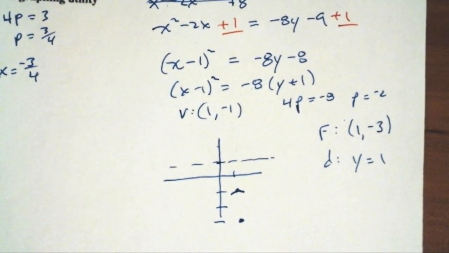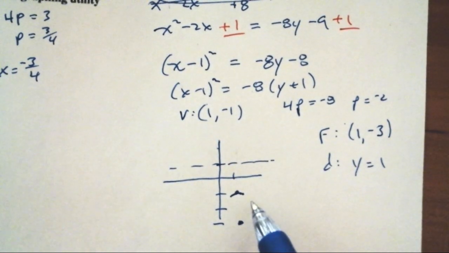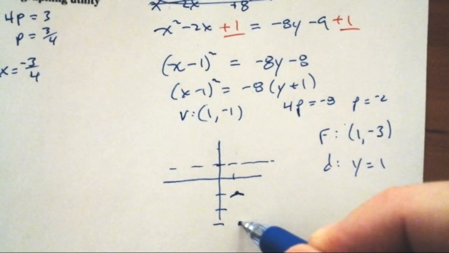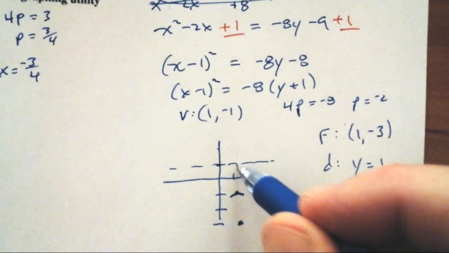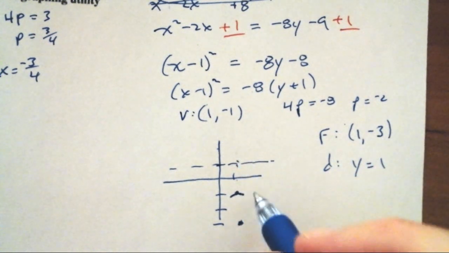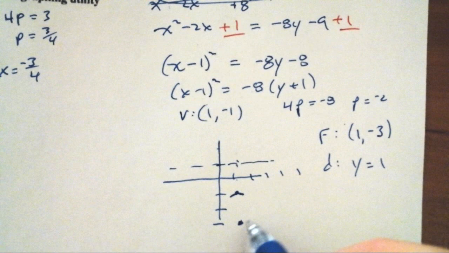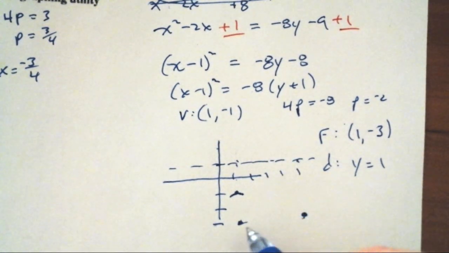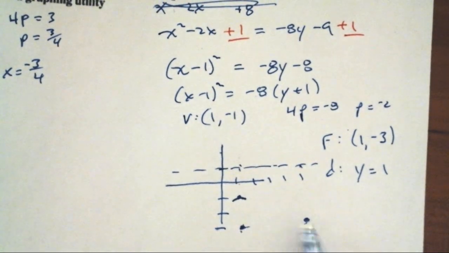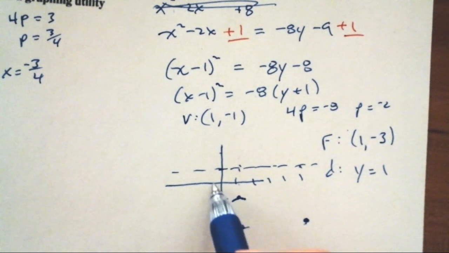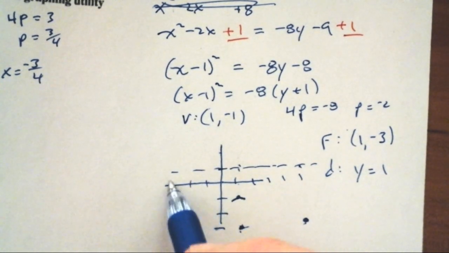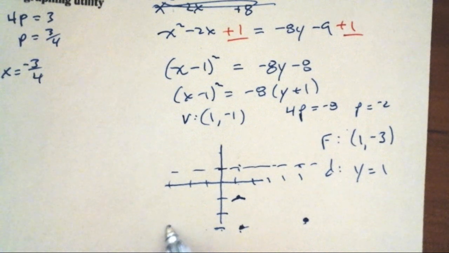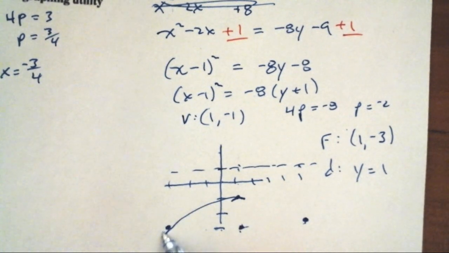And now I'm going to control the width. To do that, I'm going to say the focus to the directrix is a length of 4. If I go out 4, this point right here is 4 from the directrix and 4 from the focus. Therefore, by the definition of a parabola, it's on the parabola. Likewise, to the left, 1, 2, 3, 4. That point is on the parabola.